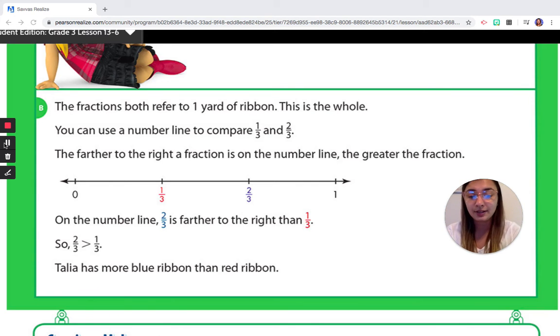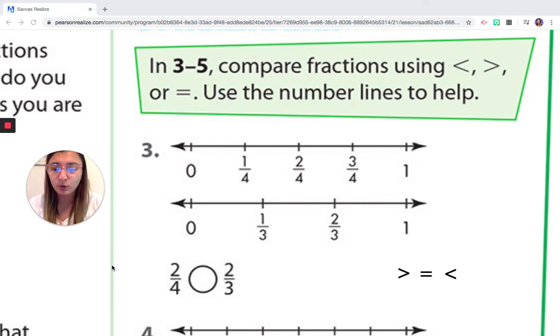So let's go on to the next example. And before we start, let me just give you a little reminder for greater than, less than, or equal to. Remember, the mouth of the alligator is always wanting to eat the bigger number. So that's how you would use that. And equal, obviously, is the same.